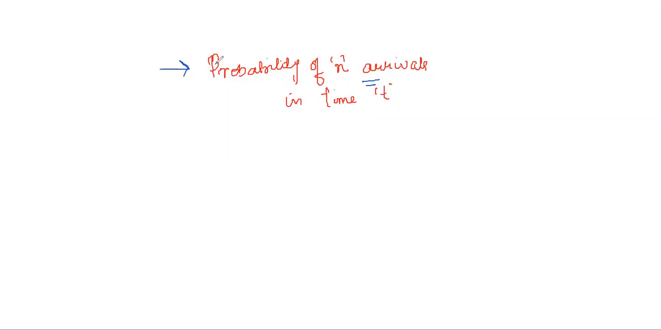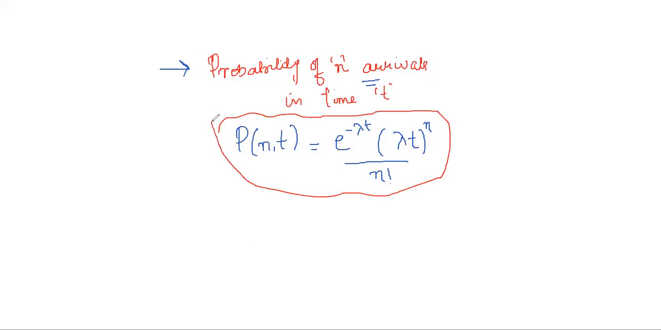For that we have one formula that I would like to write here. Probability of n arrivals in time t is equal to e raised to the power minus lambda t, whole raised to the power n, divided by n factorial. So please remember this formula. It gives us the probability of n arrivals in time t.